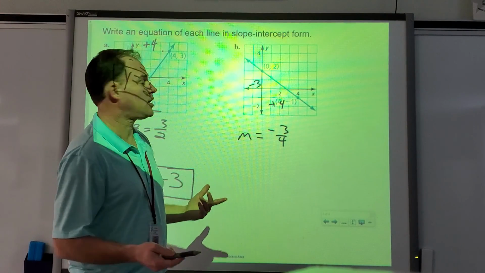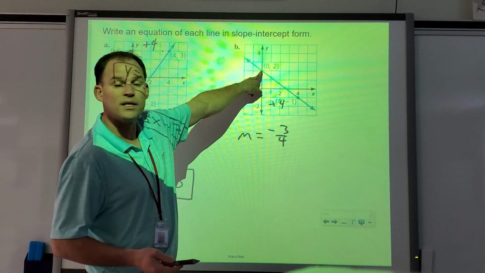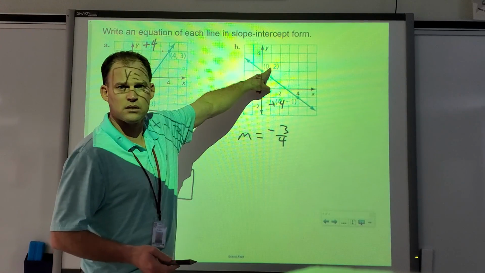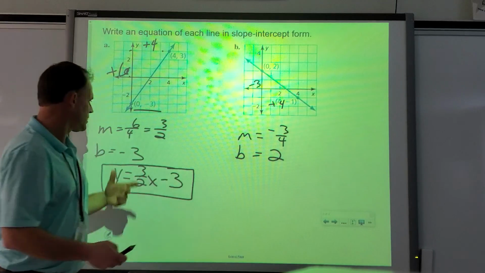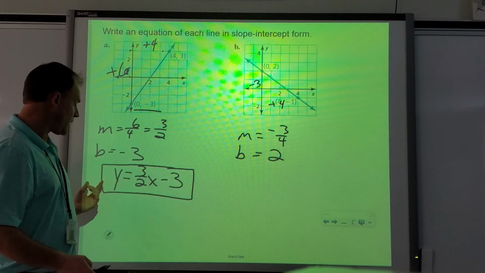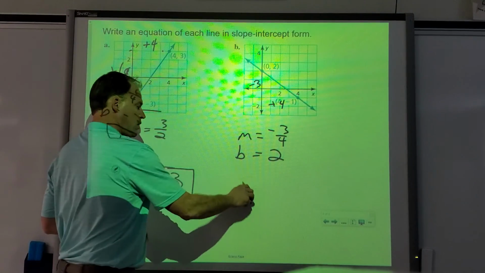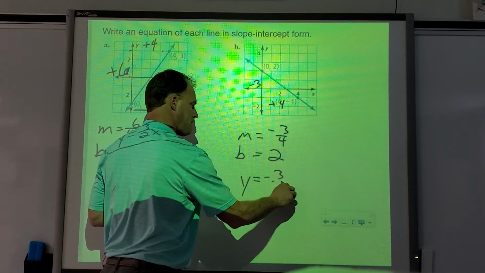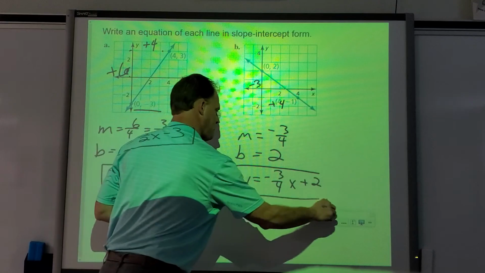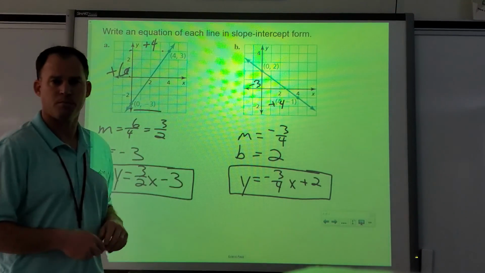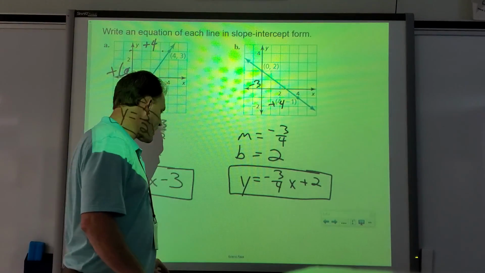What's the y-intercept? Well, it's right there where the line crosses the y-axis. It's +2. So again, take my slope, take my y-intercept, and write the equation. There you go.